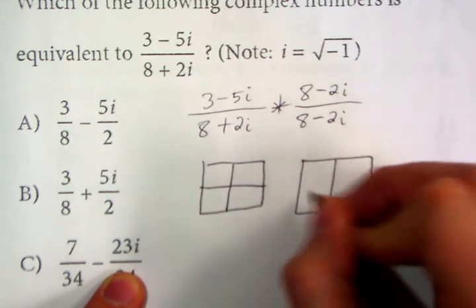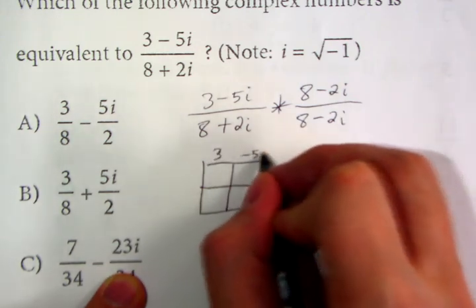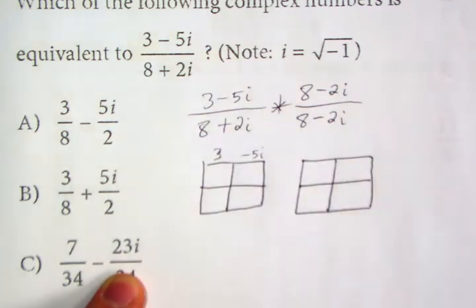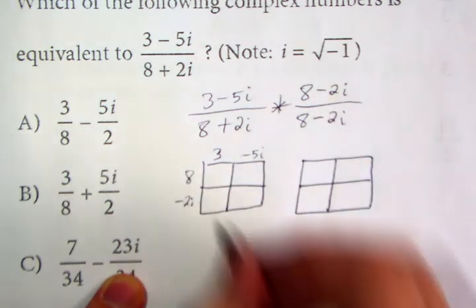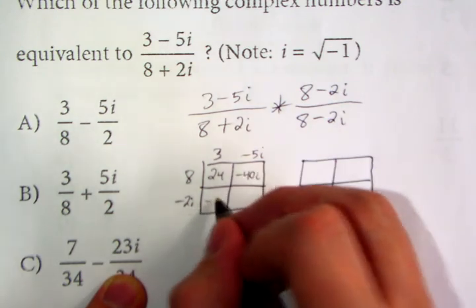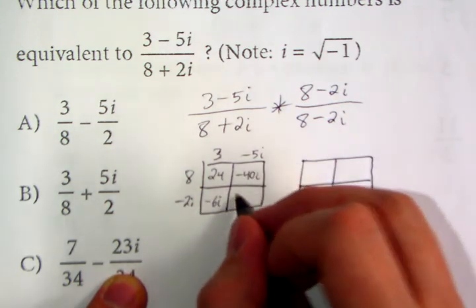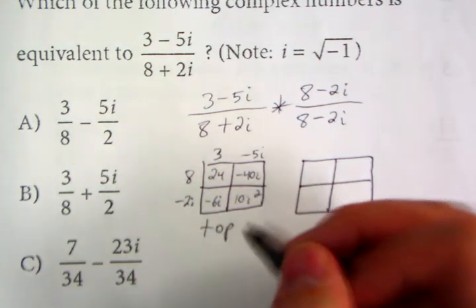On the left, we will multiply straight across the top. 3 minus 5i from here, and 8 minus 2i from here. This gives us 24 minus 40i, negative 6i, and 10i squared. This represents the top of our fraction.